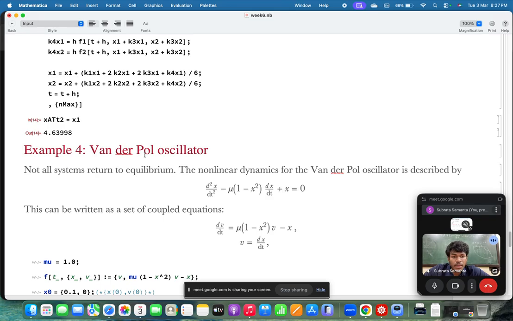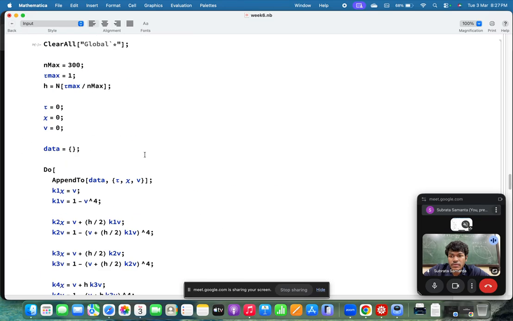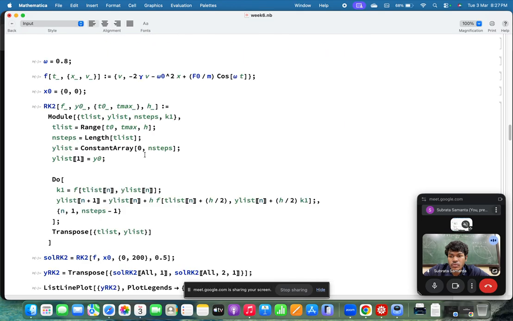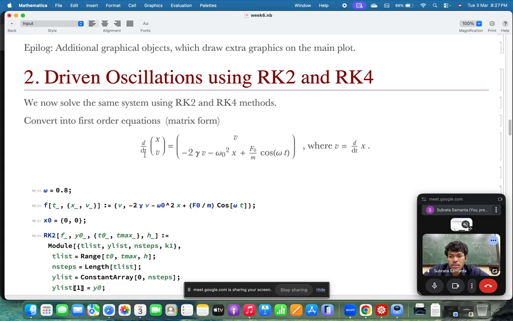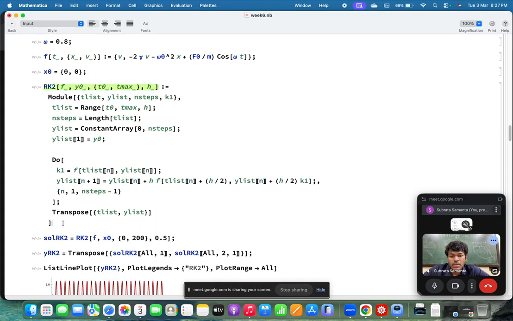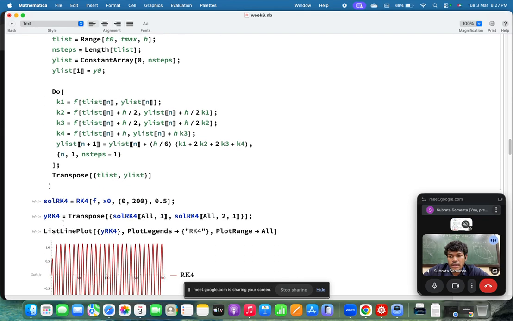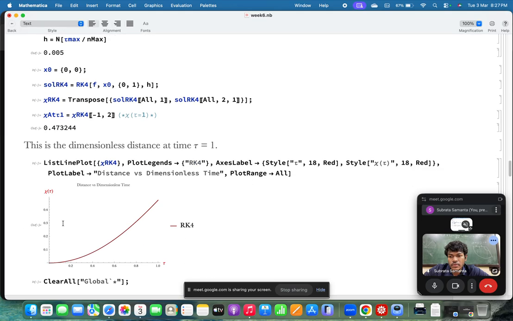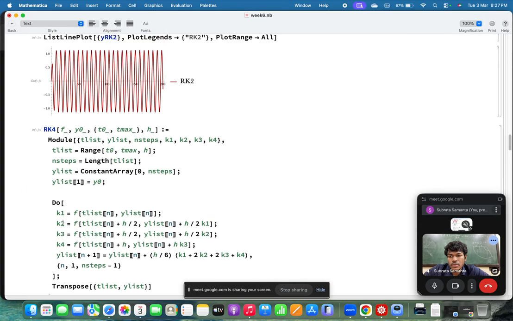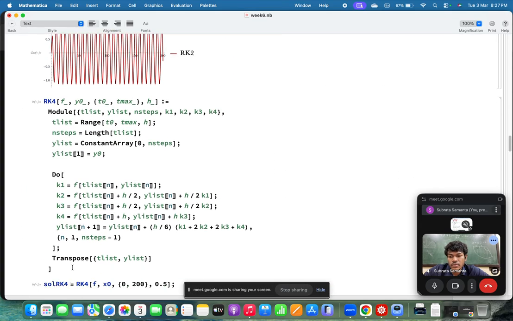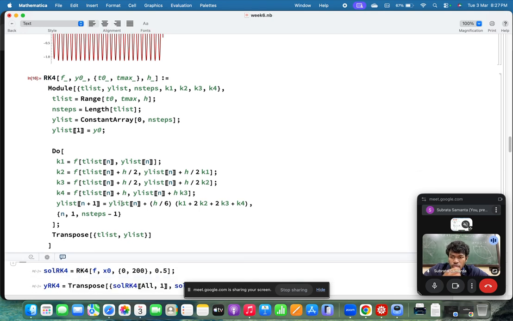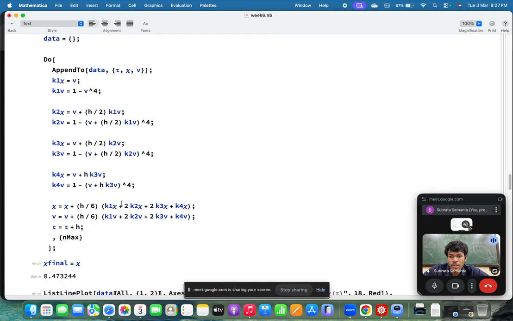So let's first see where I define RK2. First I compile RK2 and RK4. So this is RK4. I compile these two modules, RK2 and RK4. Now I call this here.